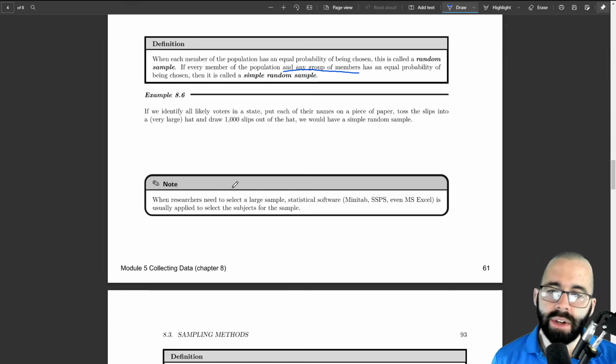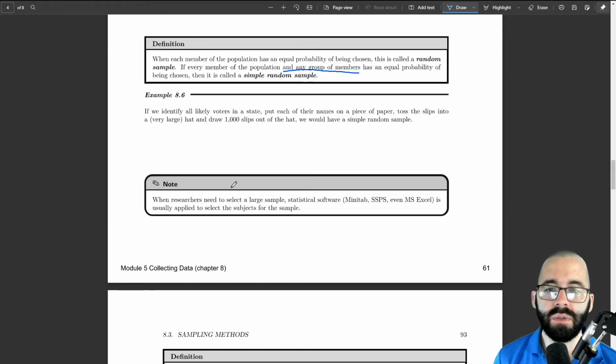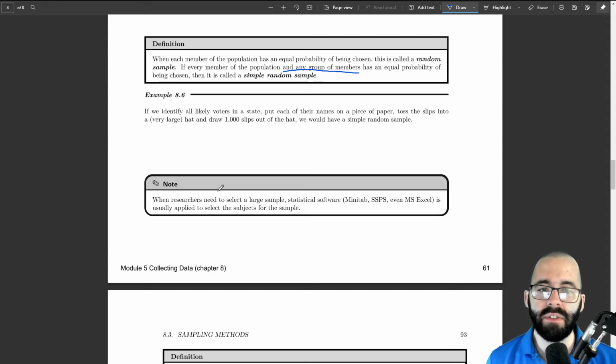So there's a note: when researchers need to select a large sample, like in this case, 1,000 slips out of a hat, you're probably not going to manually take 1,000 slips out of a hat. So when you need a really large sample, a lot of times we use statistical software. So maybe Minitab, SPSS, MS Excel is used sometimes as well. We can use those to select the subjects for a sample. All right, and there are other methods as well.